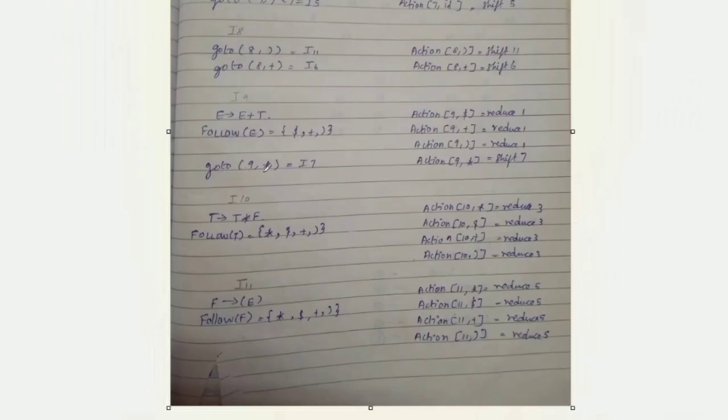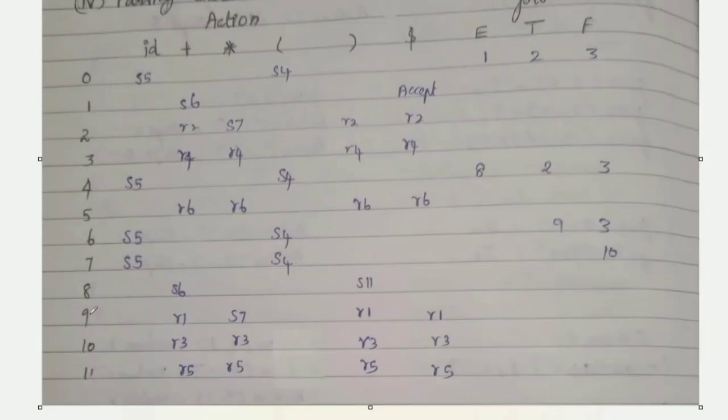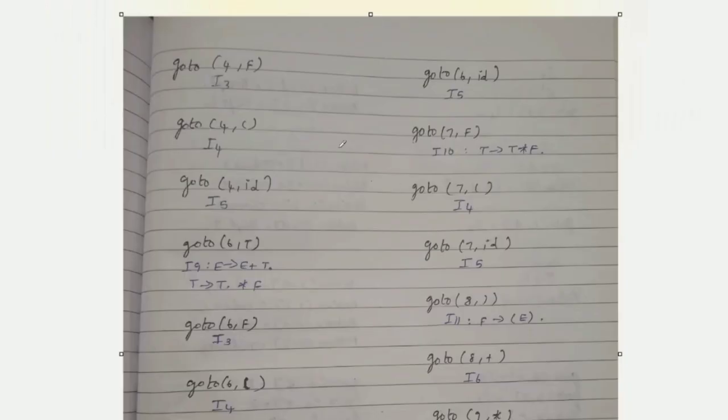Then go to 9 comma star equal to I7. Table entries: action 9 comma star, star is a terminal symbol, I7 as shift 7. So in the parsing table, 9 star shift 7. In step 2, we don't have a go to transition for item number 10.